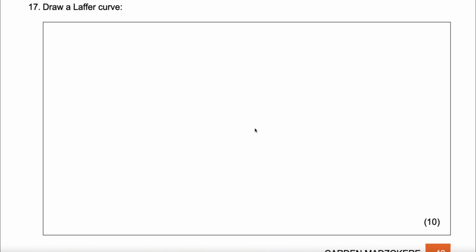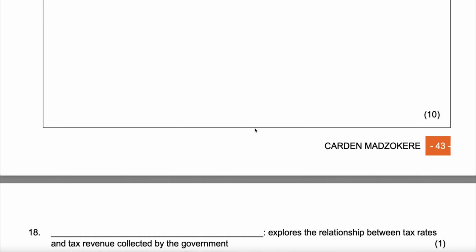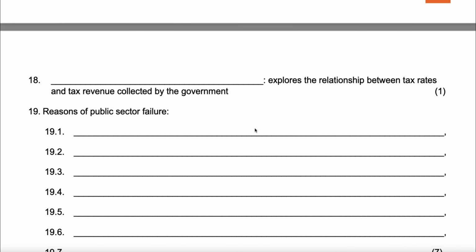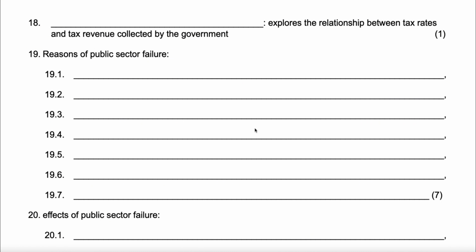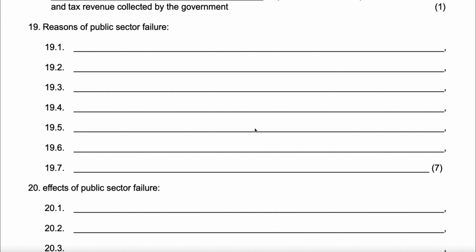All right, then after the Laffer curve, let's have a look at the next question. So the next question says, explain the relationship. Okay, yes, that's the Laffer curve. So number 18 is explaining what you were drawing on number 17. All right, then we go on to the reasons for public sector failure. Like, why is it that government fails?